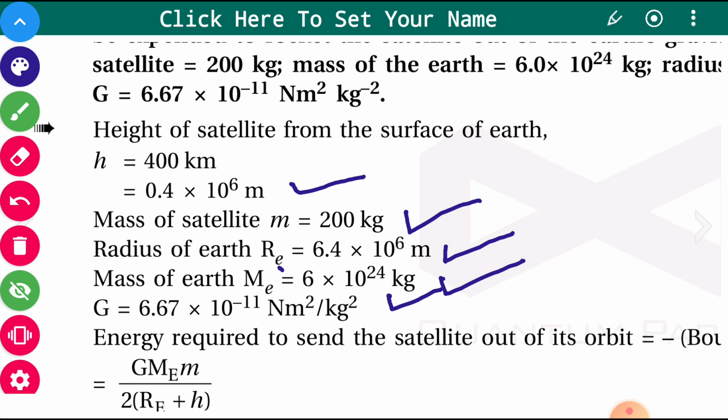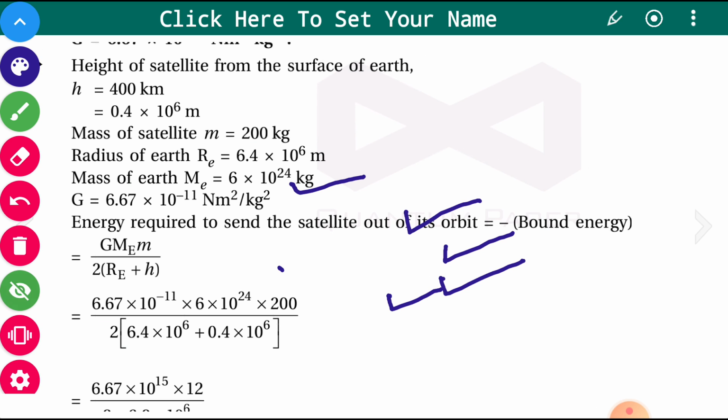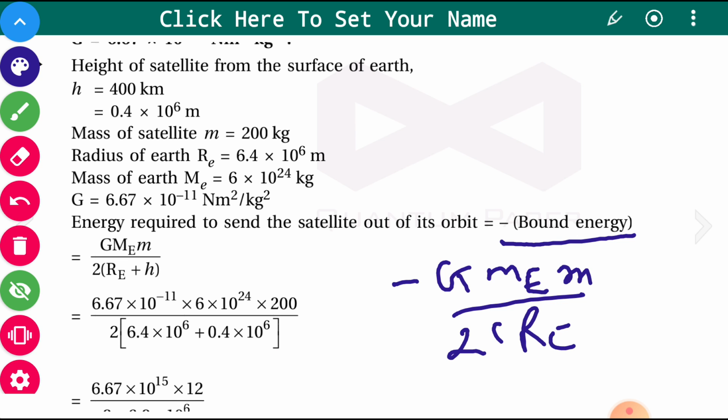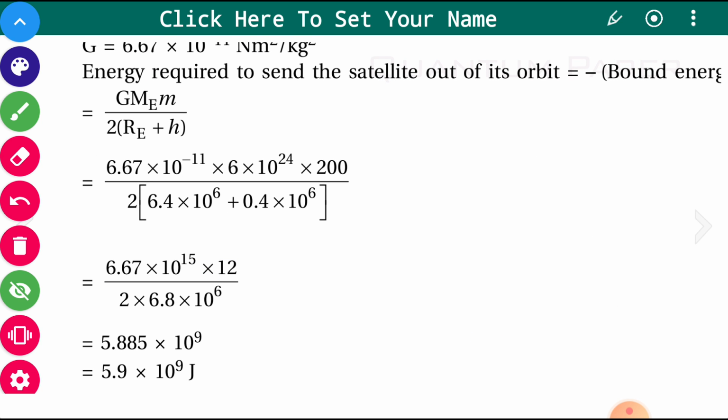Now see, energy required to send the satellite out of the orbit is nothing but the negative of the binding energy, so it becomes positive. Binding energy of the satellite is nothing but minus G M E m upon 2 times (R E plus h). If you take the negative of this, it becomes positive, that is, positive G M E m upon 2 into (R E plus h). Now you just have to place all the values and simplify, and you will get the answer.